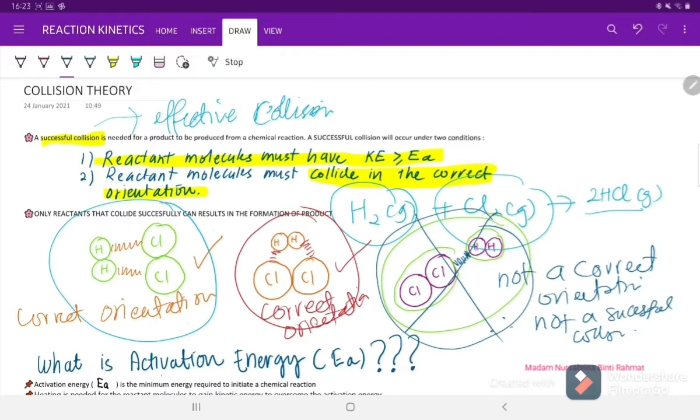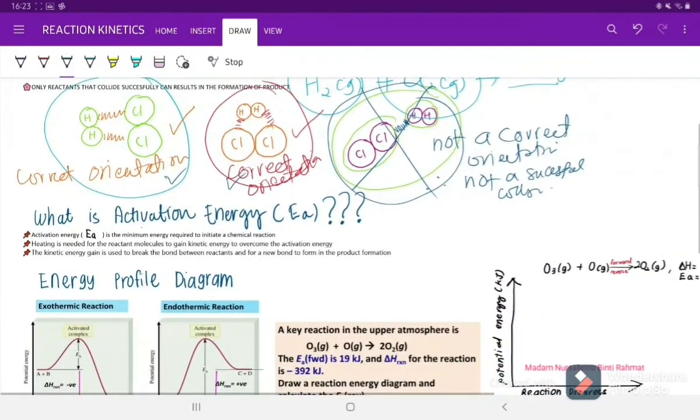So only in these two types of orientation is there a possibility for product to form, because they have already fulfilled one of the requirements for a successful collision, which is that the molecules must collide in the correct orientation. For a product to form, they must fulfill the other requirement, which is to have kinetic energy greater than or equal to the activation energy. So what is the activation energy?